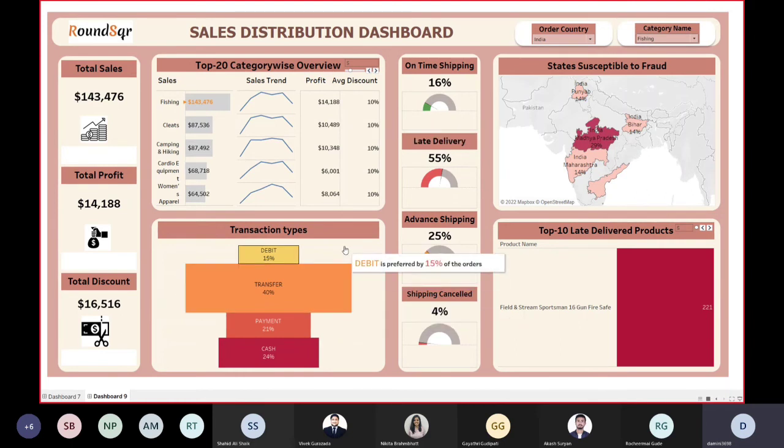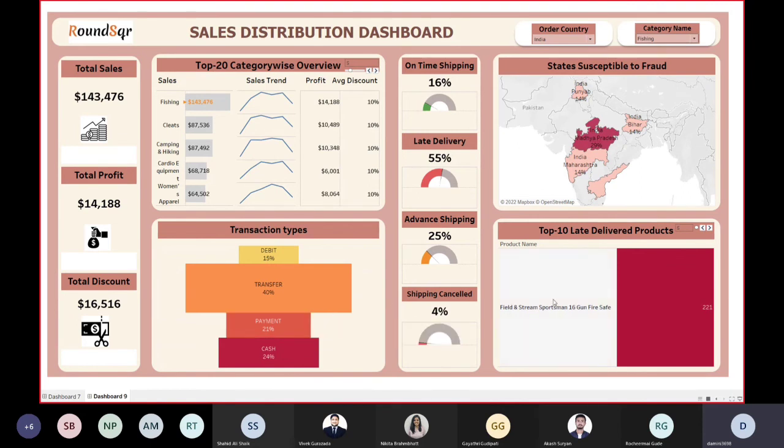Now we have the transaction types. It seems that earlier debit was preferred for all the categories, but in here we see debit seems to be the least preferred, just 15% of the orders for the fishing category. Now transfer is 40%, followed by cash 24%, payment 21%.